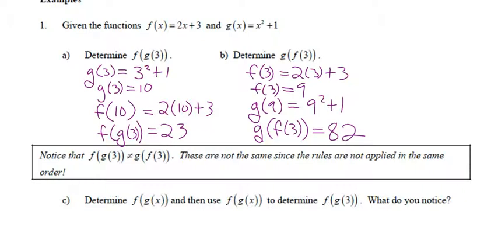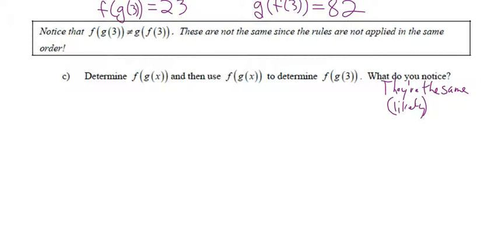Okay, determine f of g of x and then use f of g of x to determine f of g of 3. What do you notice? Well, we always notice they're the same. They're likely the same, because every time they ask us what do you notice, they're the same. We haven't actually done it, so we should put a little proviso. Okay, so we want to do f of g of x.